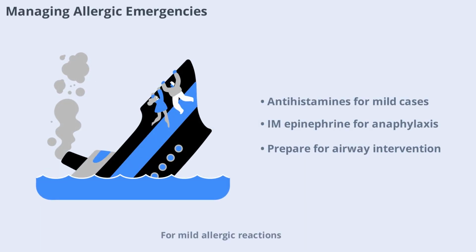For mild allergic reactions, administer antihistamines like phenyramine maleate. For anaphylaxis, give intramuscular epinephrine immediately, followed by supportive measures such as IV fluids and corticosteroids. If airway obstruction occurs, be prepared for advanced airway management, including cricothyrotomy. Quick, decisive action can save lives in these critical moments.